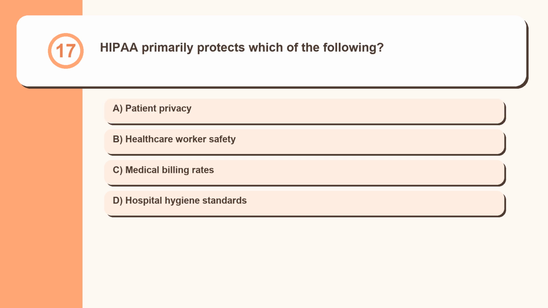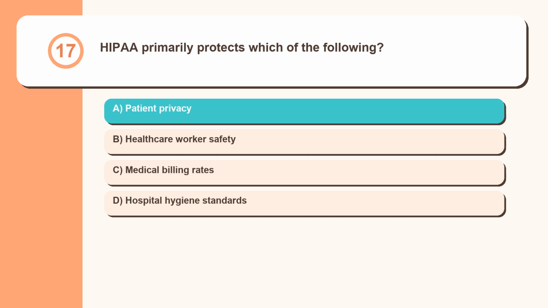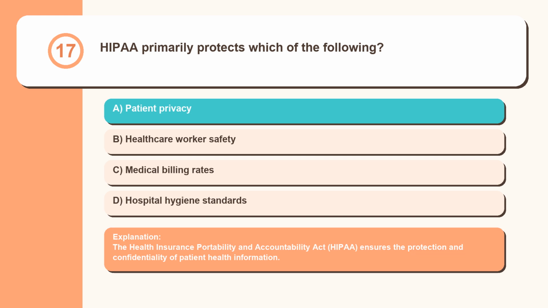Question 17. HIPAA primarily protects which of the following? Patient privacy, healthcare worker safety, medical billing rates, hospital hygiene standards. The Health Insurance Portability and Accountability Act, HIPAA, ensures the protection and confidentiality of patient health information.